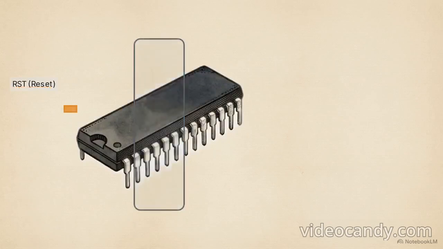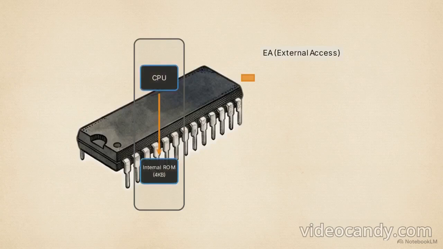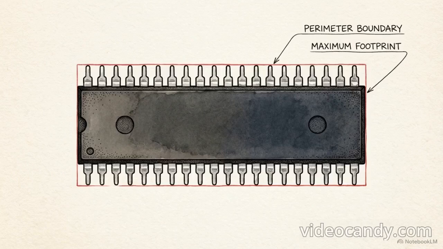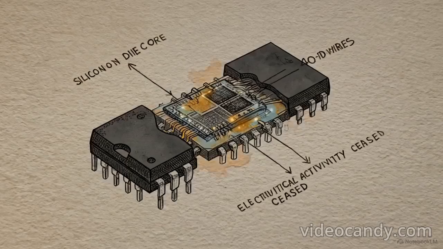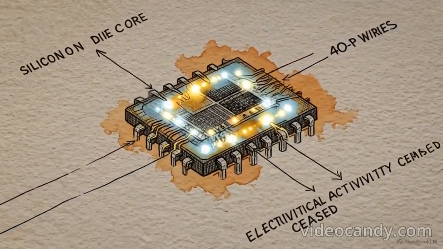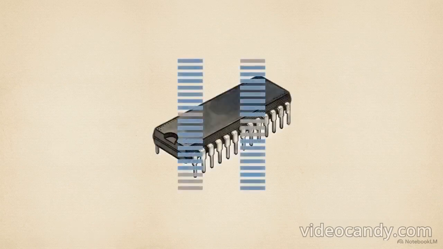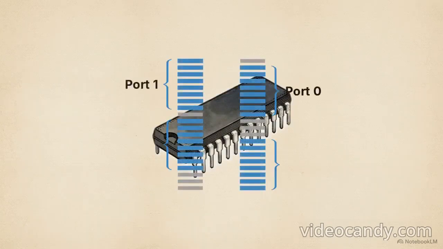Moving to the yellow control pins, pin 9 is the reset input. Applying an active high electrical pulse to this pin immediately terminates all chip activities and resets the system back to its default state. Then there is pin 31, the external access pin. This connection dictates whether the chip reads its program instructions from its own internal memory or looks outward to external read-only memory modules. The entire microcontroller is slaved to these physical boundaries. If you fail to supply external power or that precise clock heartbeat, you are left with an inert piece of silicon.